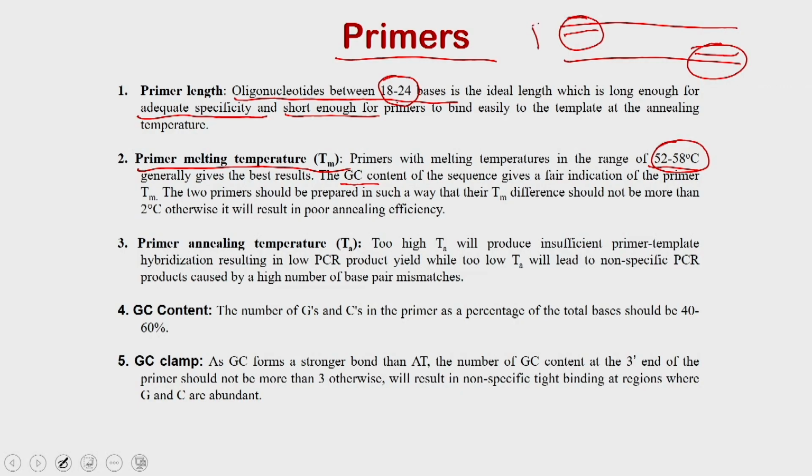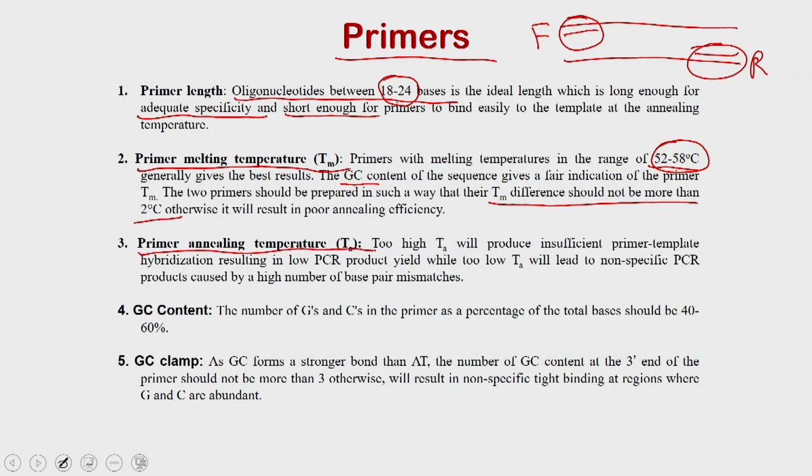As I said, you are going to have the forward primer and the reverse primer. The Tm between the two primers, forward primer and reverse primer, ideally should have a difference of 2 degrees Celsius. Then you also need a primer annealing temperature.